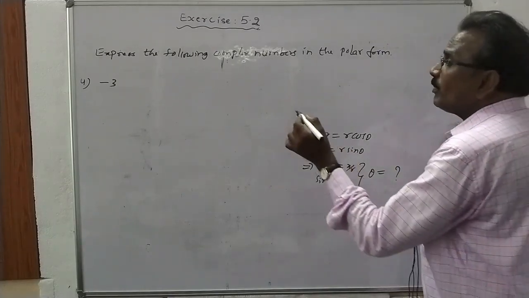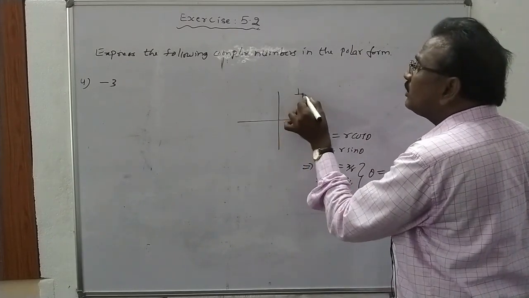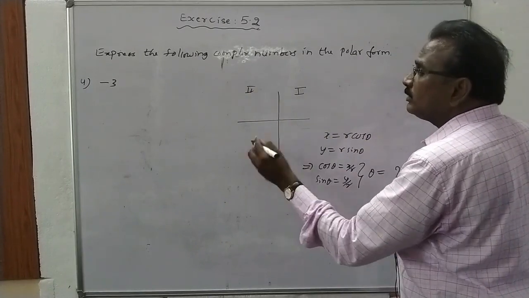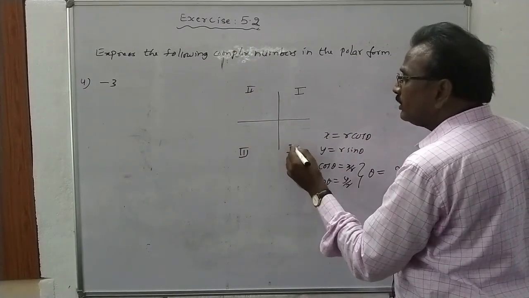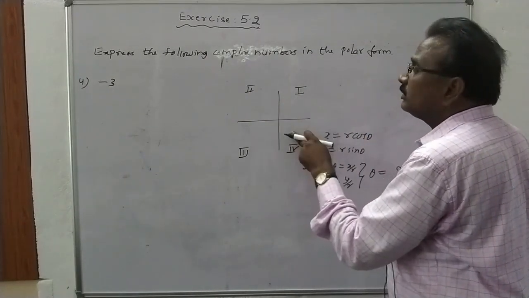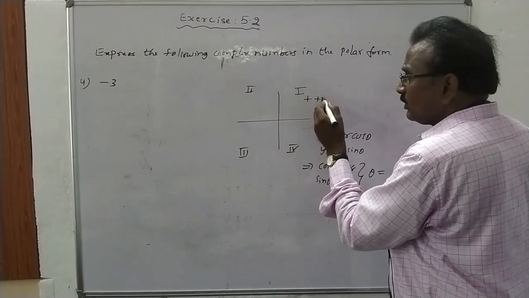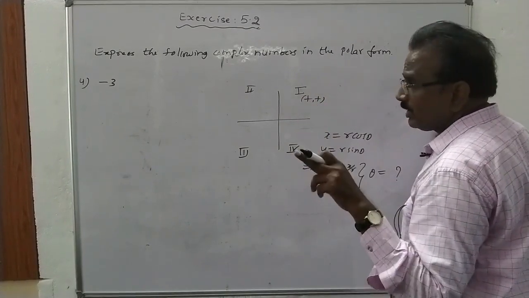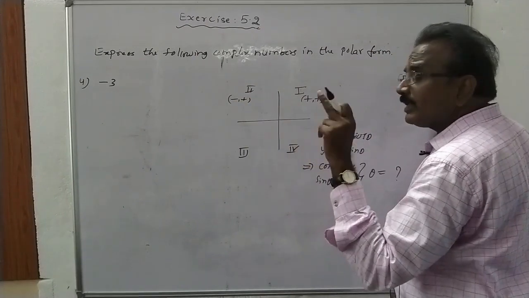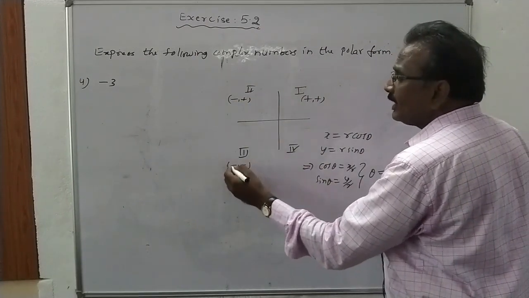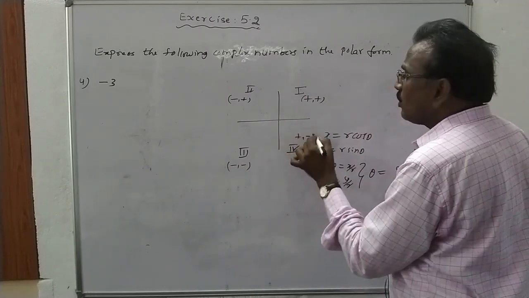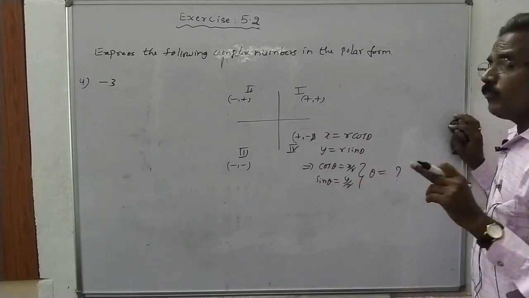Whenever the given complex number lies in the first quadrant, we have a formula. In the second quadrant we have a formula, in the third quadrant, and similarly in the fourth quadrant. If the complex number lies strictly in a quadrant: x positive, y positive, it lies in the first quadrant. X negative, y positive, the second quadrant. X negative, y negative, the third quadrant. Plus, minus, the fourth quadrant.